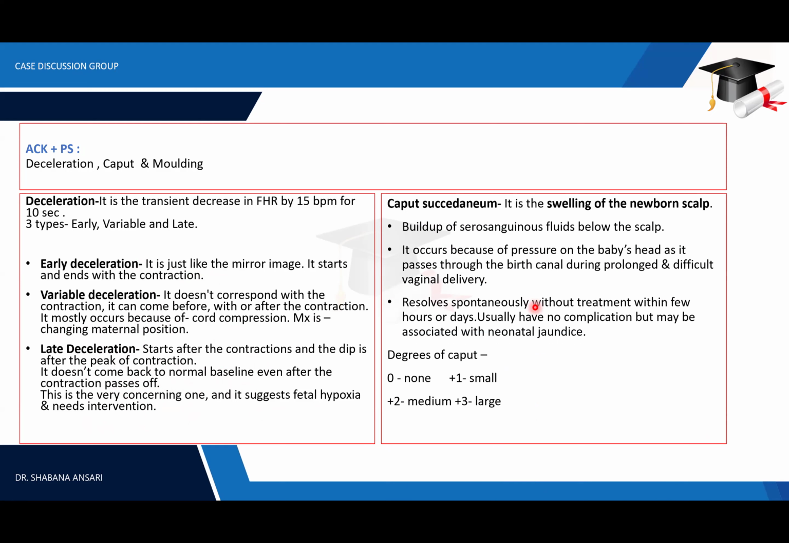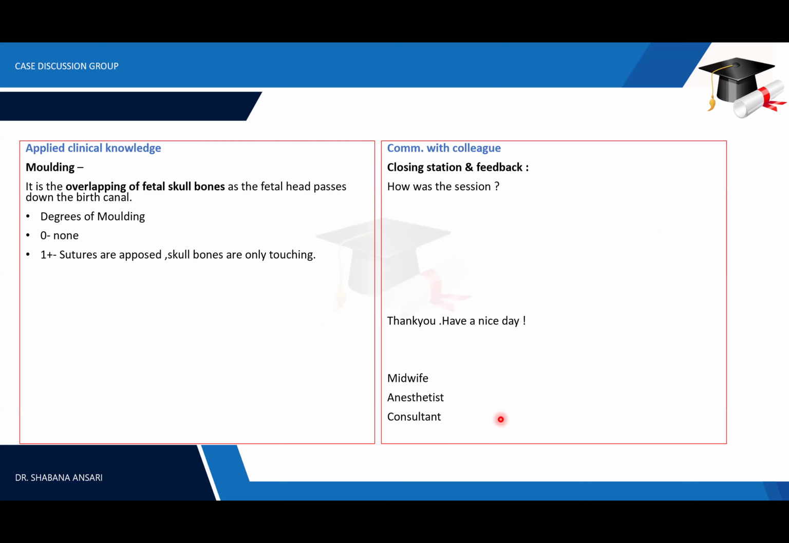Caput. So yes, it is the swelling of the newborn scalp. There is buildup of serosanguinous fluids below the scalp, and it occurs because of pressure on the baby's head as it passes through the birth canal during prolonged and difficult vaginal delivery. And most of the time, it resolves spontaneously within few hours or days. What about the degrees of caput? 0, no caput, +1 is small, +2 is medium, +3 is large. So +3 is an alert. So this one has to be mentioned in the labor care guide.